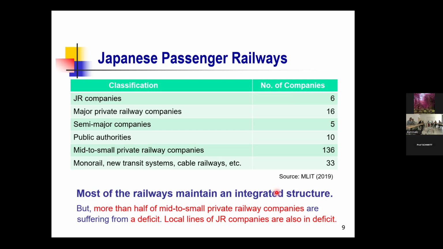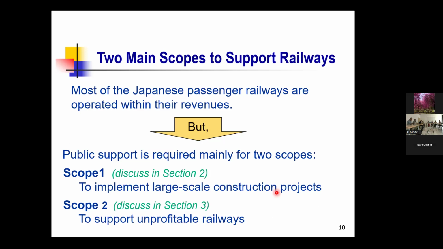In large companies, unprofitable lines have been sustained by cross-subsidy within their companies. In general, Japanese railway regulation stipulates that railway companies should cover all costs and not receive financial support from the government and local governments.